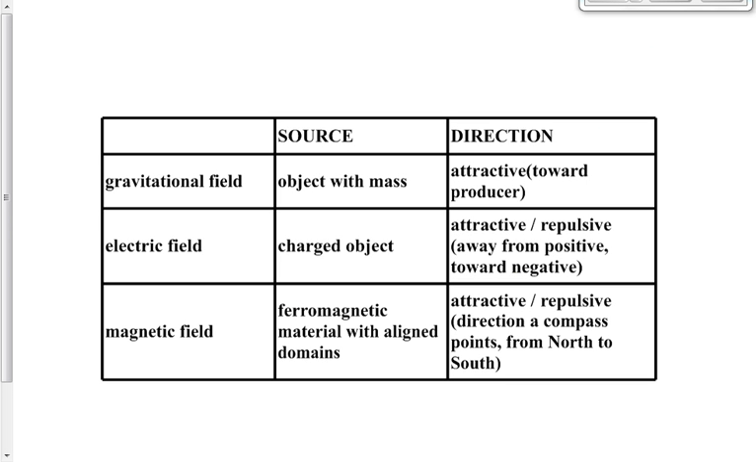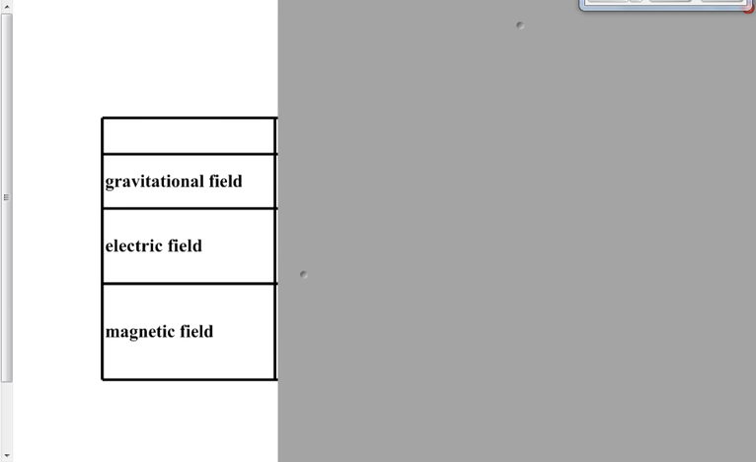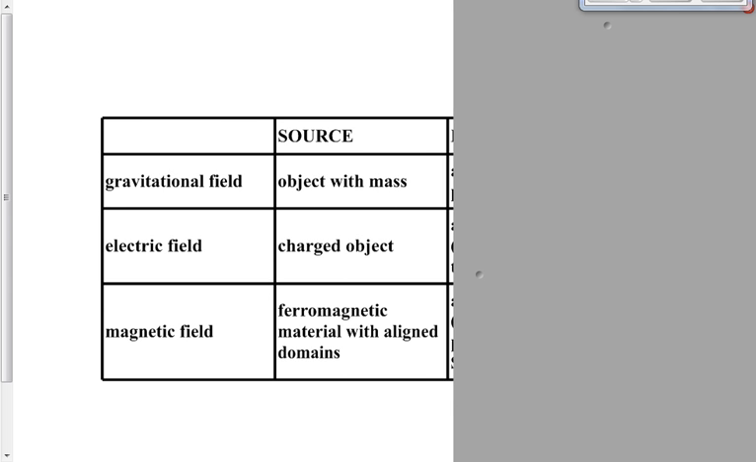Let's compare the field strength, the fields that we've talked about so far. We've got gravitational, electric, and magnetic fields. Let's look at the sources. The gravitational field is caused by an object with mass. Electric field is caused by an object with charge. And a magnetic field is caused by a ferromagnetic material with aligned domains.